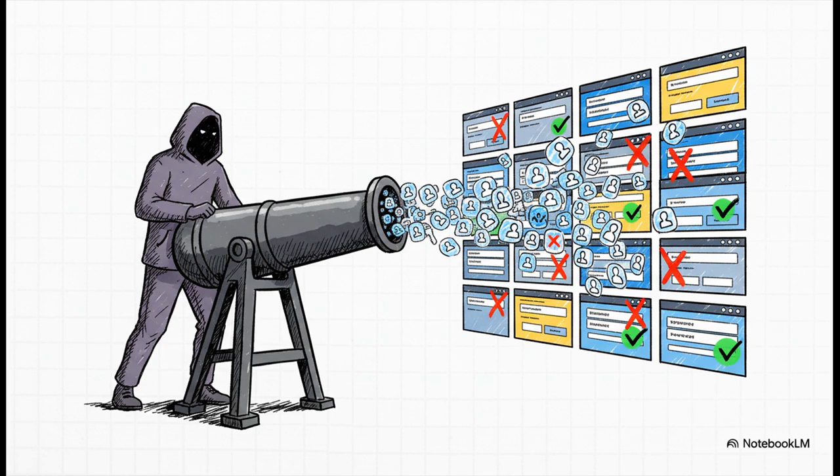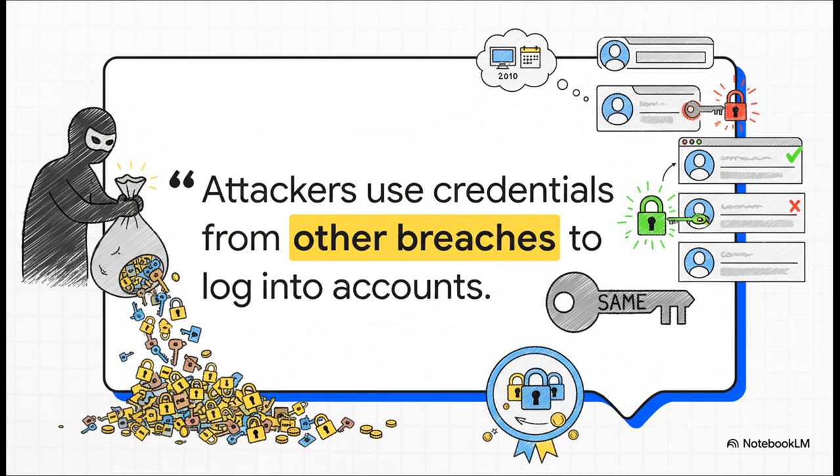It's called credential stuffing. And here's the really crucial part to understand. With credential stuffing, attackers aren't even really guessing anymore. They take these massive lists of usernames and passwords that were stolen from other data breaches, and they just try them on your account. They're betting that the key you used for some old forum back in 2010 is the exact same key you use for your bank today. And the scary part is, way too often, they win that bet.